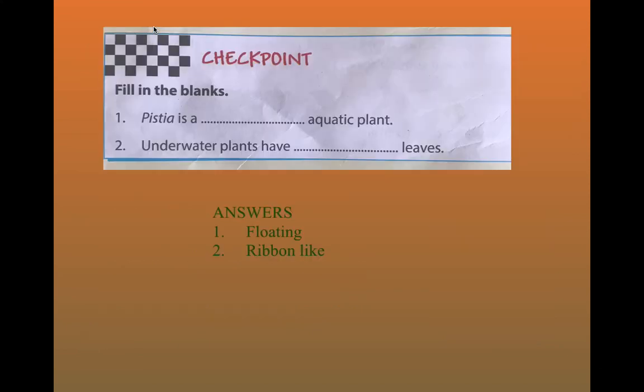Let's solve the checkpoint on page number 14. The first question is, there is a dash aquatic plant. It is a floating aquatic plant. The second question, underwater plants have dash leaves. They have ribbon-like leaves.